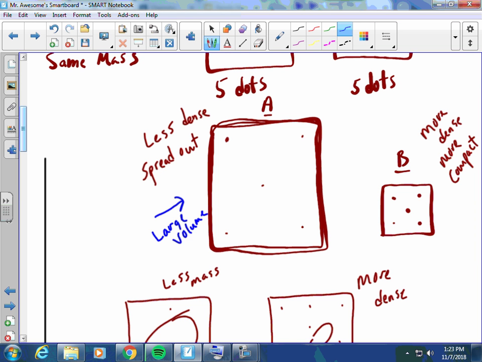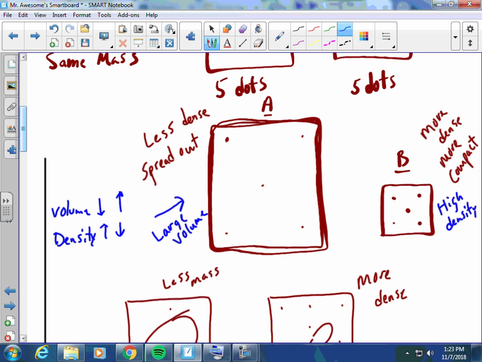Which one has a higher density, the one that's big or the one that's small? The big one. Wait, did I say higher density or less density? Higher density would be this one, right? So with volume, when the volume goes down, the density increases. Inverse relationship, that's right. So density and volume have an inverse relationship. If the volume goes up, the density is going to do what? Go down. That's right.